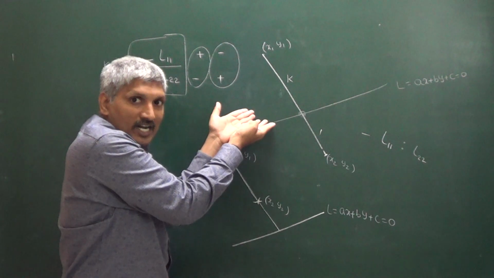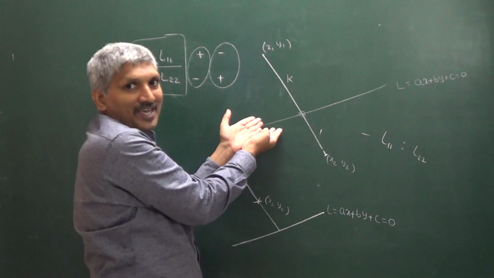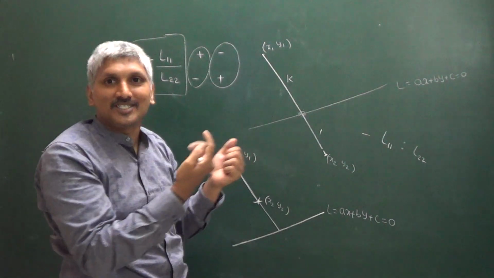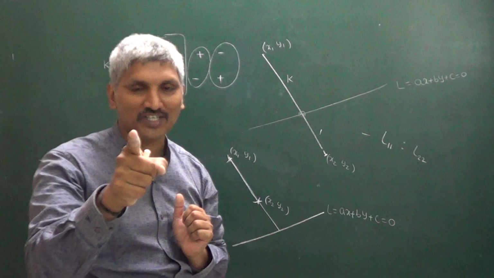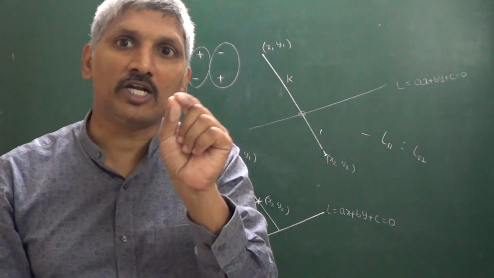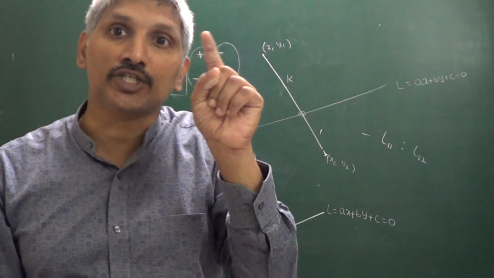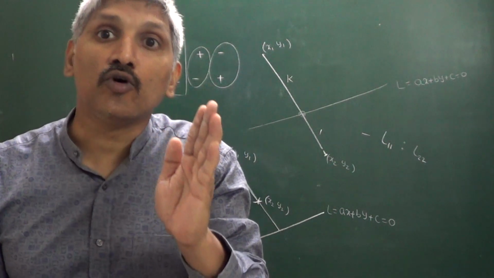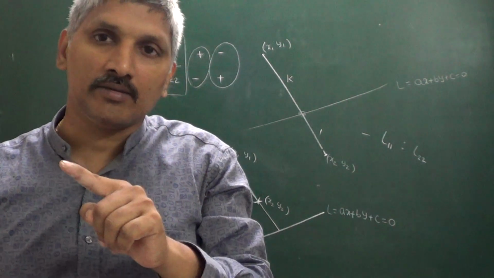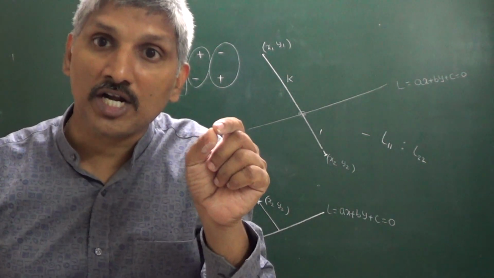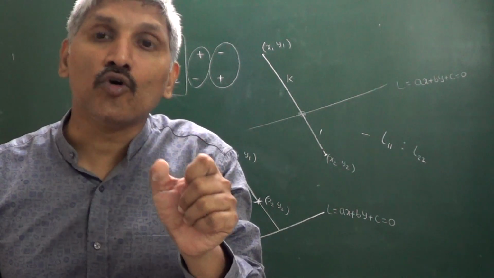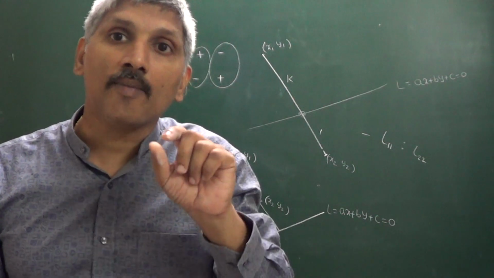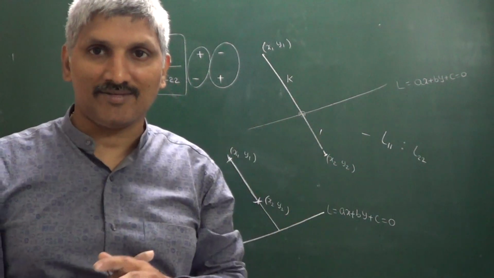Ratio you will get positive means internal division, which means for the line the two points lie on opposite sides. Note on the first point, if L11 and L22 have opposite signs, then the two points lie on opposite sides of the line. Once again, if L11 and L22 have opposite signs, then the two points lie on opposite sides of the line.